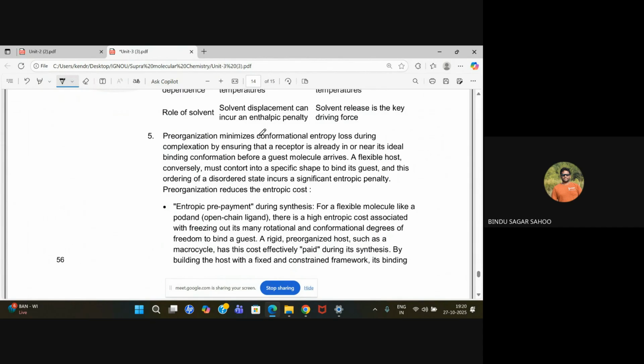A flexible host, conversely, must contort into a specific shape to bind its guest. So this ordering of a disordered state indicates a significant entropic penalty. So pre-organization particularly reduces the entropy cost. For a flexible molecule like podand, there is a high entropy cost. But for a more pre-organized and rigid structure, the entropy cost is very, very less.